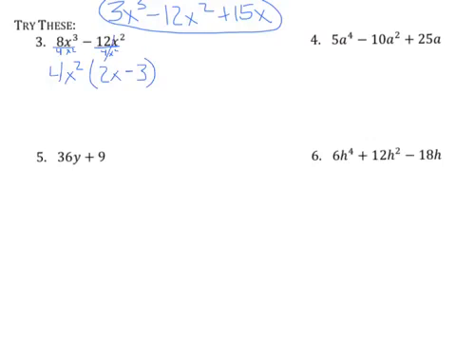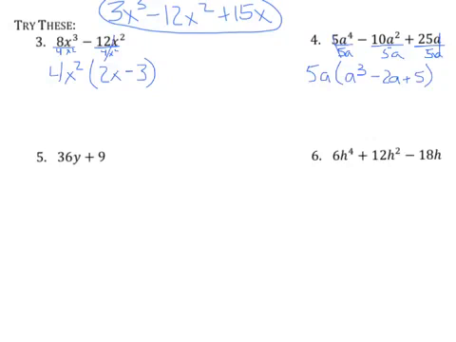Okay, number 4, I can divide a 5 out of every piece, and I can take an a out of every piece. So then I'm left, if I divide every piece by 5a. If you're struggling on these, make sure you go back and show your work of dividing by 5a on every piece. Okay, 5s cancel out. A to the 4th divided by a is a to the 3rd. Negative 10 divided by 5 is negative 2, and I'm left with an a. 25 divided by 5 is plus 5, and the a's cancel each other out.